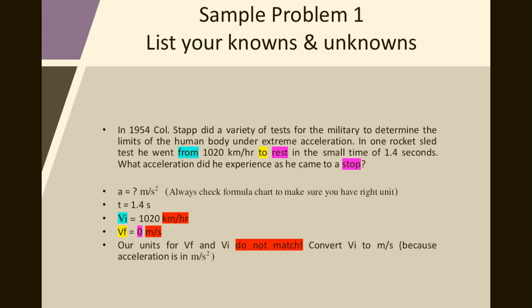Our unknown variable is acceleration, or a, with the units of meters per second squared, and our known variables are time, or t equals 1.4 seconds, v_i, or initial velocity of 1,020 kilometers per hour, and v_f, or final velocity of 0 meters per second.